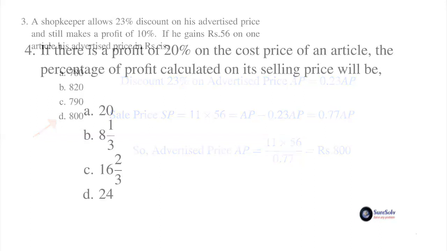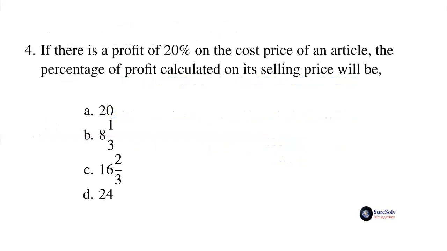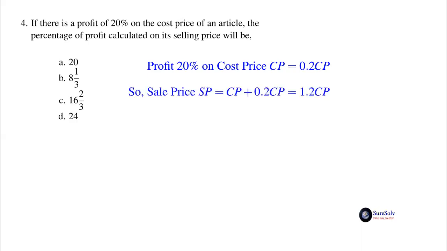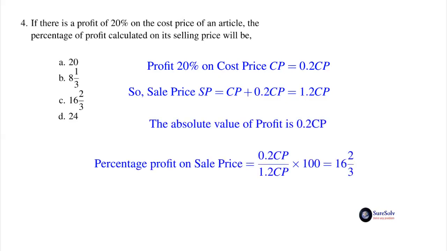Next problem then. Simply stated, the question is, if the profit on cost price is 20%, find out the percentage of the same profit taken on selling price instead of the cost price. The profit of 20% on cost price CP is 0.2 CP. So sale price SP is 1.2 CP. Percentage of 0.2 CP profit on sale price 1.2 CP is then 16 2/3%. Answer is option C, 16 2/3%.